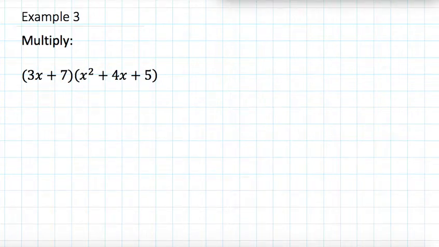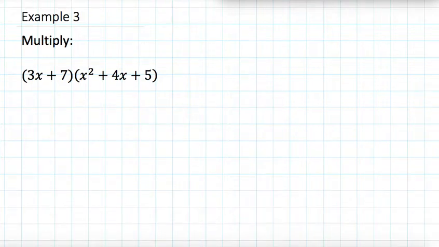In this video, we're going to continue working on section 5.2. In this video, we're going to be looking at problems where we're multiplying polynomials by other polynomials, which means that both things that are multiplied have more than one term. And when we're doing this kind of multiplication, we need to multiply everything in the first set of parentheses by everything in the second set of parentheses.